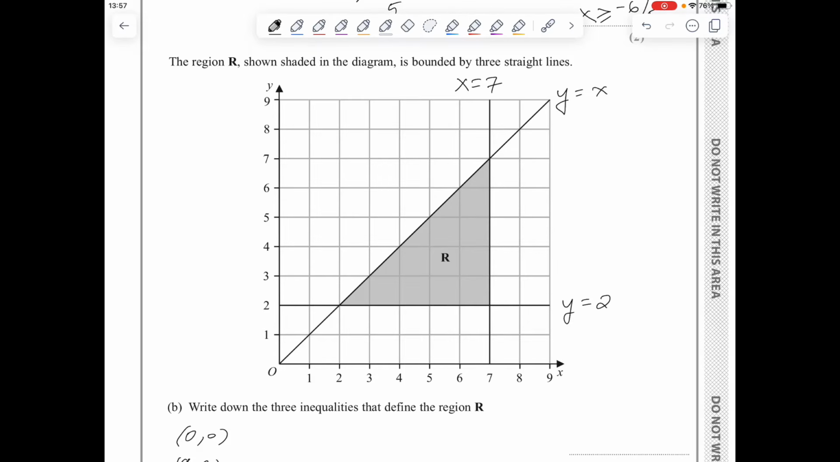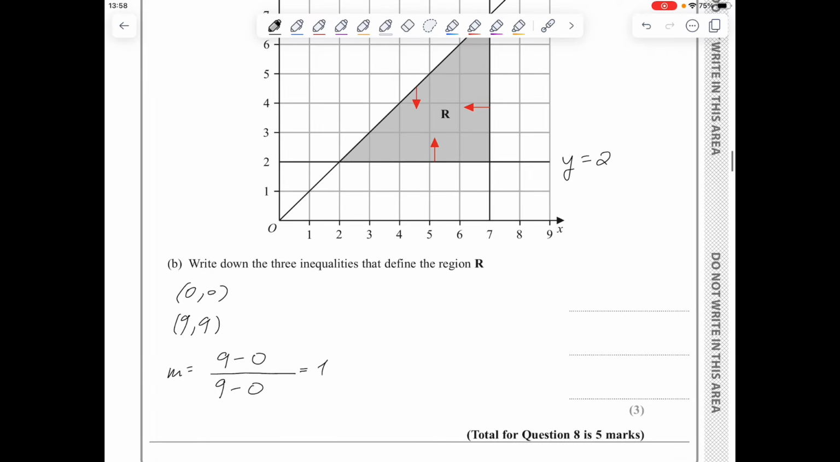so y is equal to x. Now the shaded region is below the line y is equal to x, above the line y is equal to 2, and to the left of the line x equals 7. So the 3 inequalities are y is greater than or equal to 2, x is less than or equal to 7, and y is less than or equal to x.